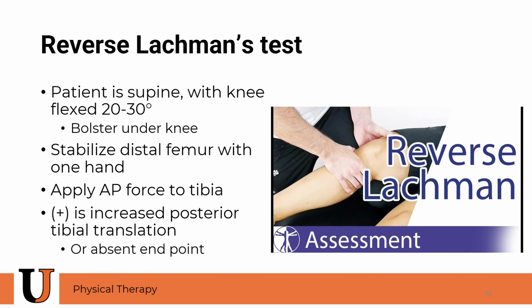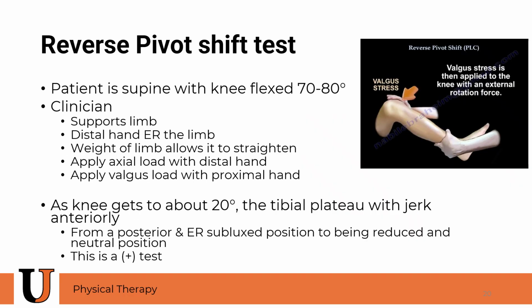The reverse Lachman's test is going to be the opposite of the Lachman test. You have the patient in supine with the knee flexed to 20 to 30 degrees. Typically, I'll put my knee under their distal thigh, or you can put a bolster under their distal thigh to stabilize there. You're going to stabilize the distal femur with the proximal hand and apply an anterior to posterior force with your distal hand at the proximal tibia. If you notice increased posterior tibial translation, or if you notice an absent endpoint, that would be considered a positive test. The reverse pivot shift test is the one that I'm least likely to perform in the clinic.